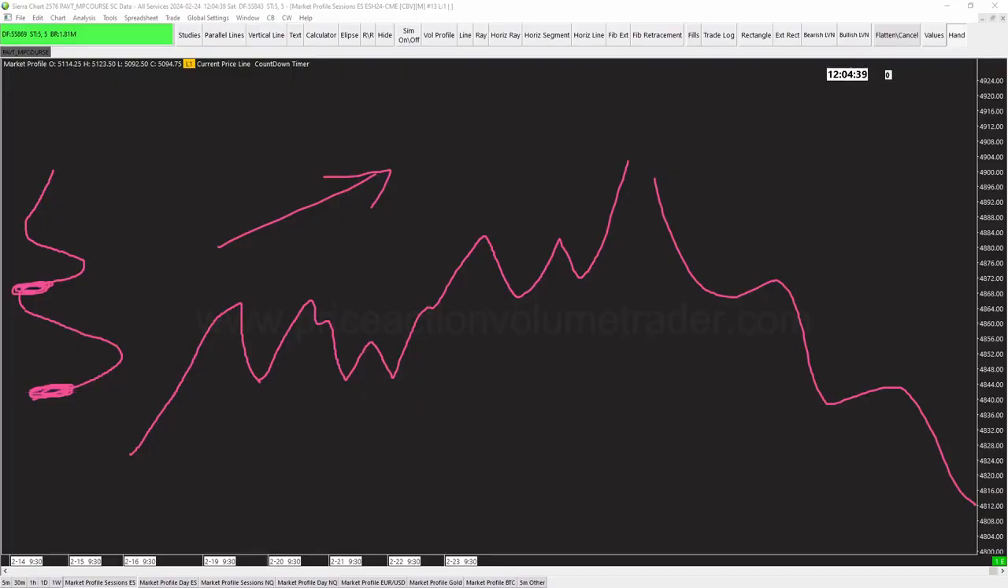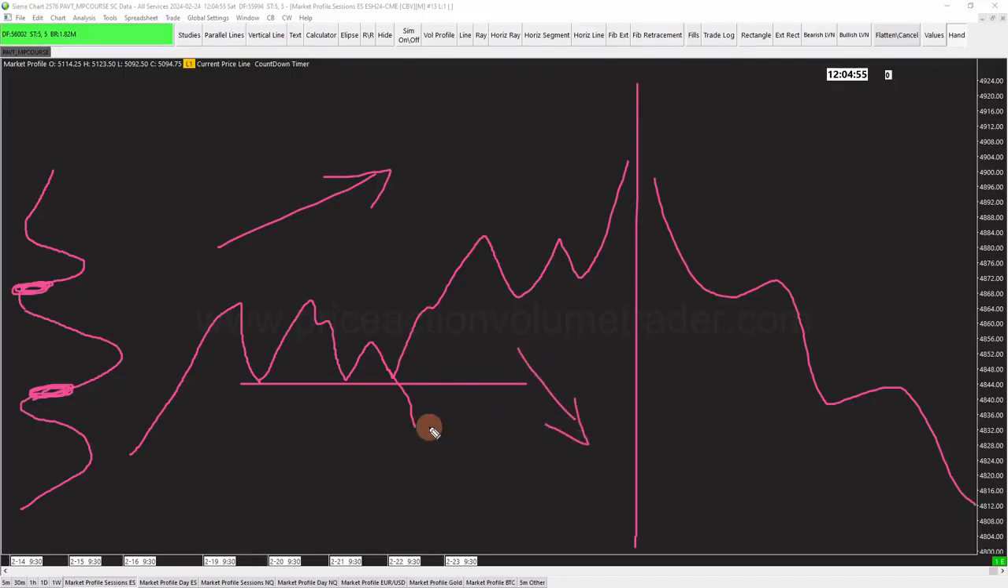Okay, now there is a possibility, obviously, that we could break below this, in which case it would be the opposite. We would now be breaking market structure to the downside. So then I'll be looking to get short on a retest of this broken support. We expect this to turn to resistance, and I'll be looking to get short on the top edges of high volume nodes.